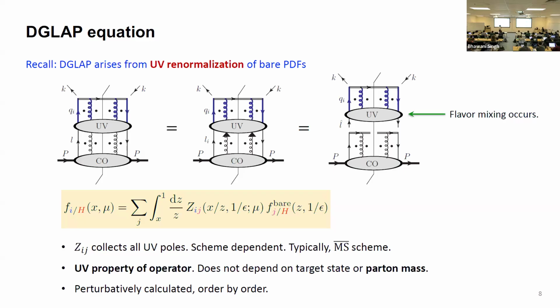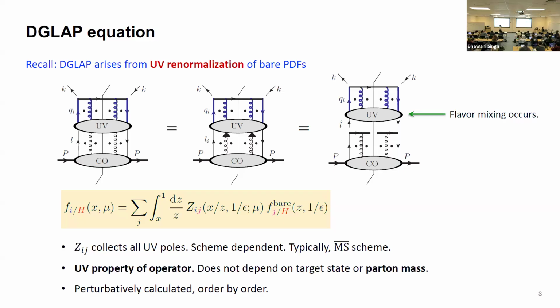This contains UV divergence, and this UV divergence, signified by the 1 over epsilon poles in dim reg, is collected or cancelled by the renormalization constant Z. And this is a multiplication in the flavor space. i, j denotes the parton flavor. And this renormalization factor can be perturbatively calculated order by order.